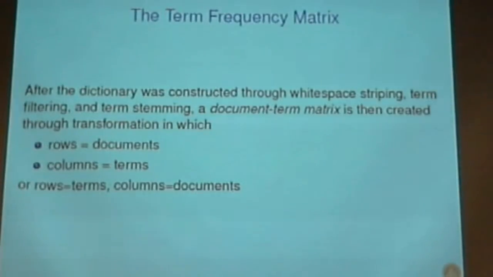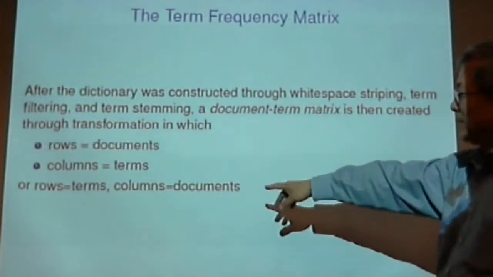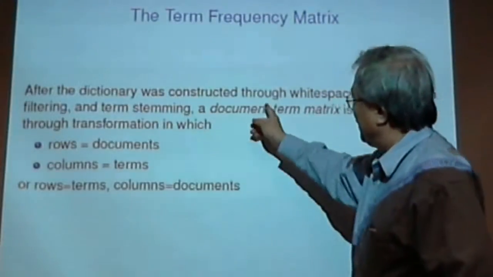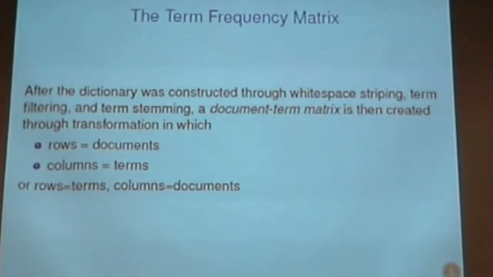Okay, so actually there's a second one, right? Rows equal terms, so this would be a term-document matrix. That's the document-term matrix anyway, either way.